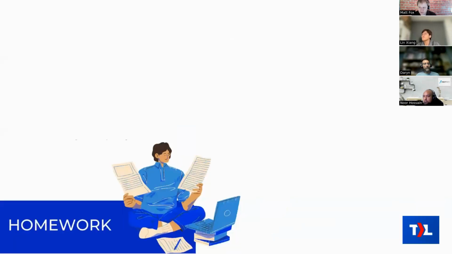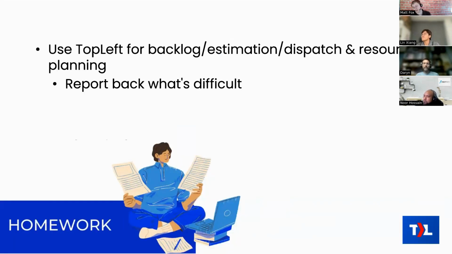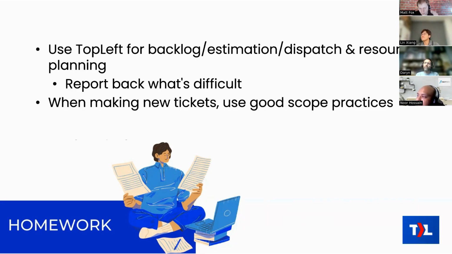So your homework for this week is to begin using Topleft for that backlog and the estimation and the dispatching. Also the resource planning, if you need to do that right away, see if you can set up some of those boards. So basically try it out. Start doing some of these things from the Kanban board and then report back to me. I'd love to hear if anything seems difficult about that. Let me know. And something you don't even need Topleft for: when you're making new tickets, use those good practices for setting the scope and size of those tickets, making sure you have the right number of tickets. They're not too big, they're not too small. So use some of those tips for making new tickets in new projects as you go on this week.